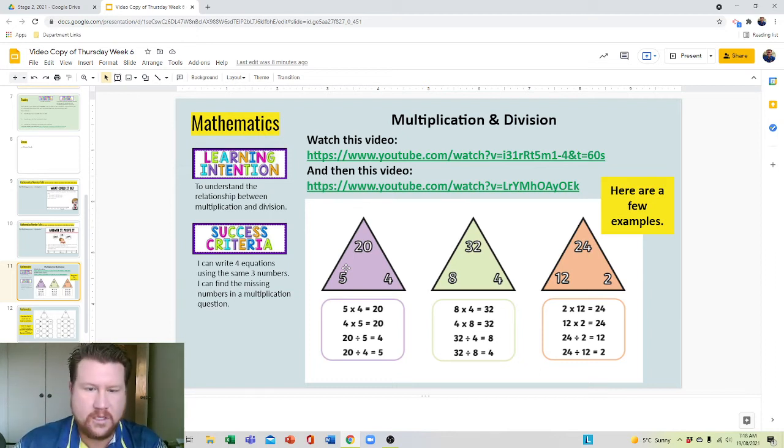So 20 is the product. 5 and 4 are the factors. So 5 times 4 is 20. 4 times 5 is 20. Now, if you're doing division, the product goes in front. And then the other numbers swap. Do you notice the numbers don't change? They're the same. They're just swapped around.